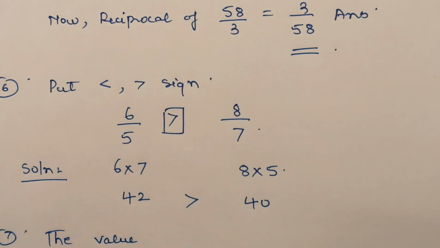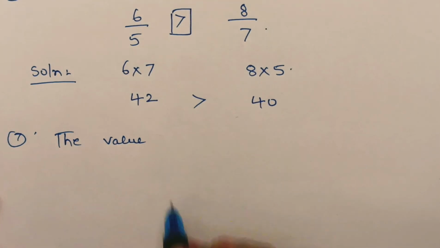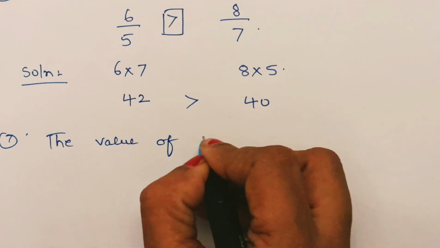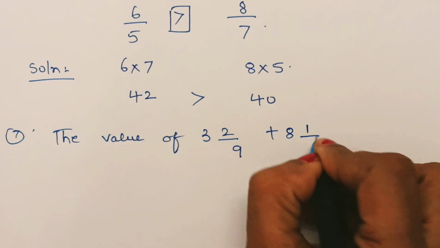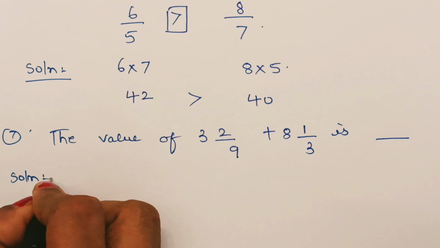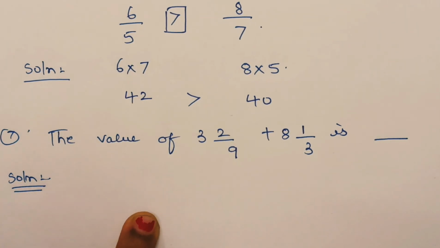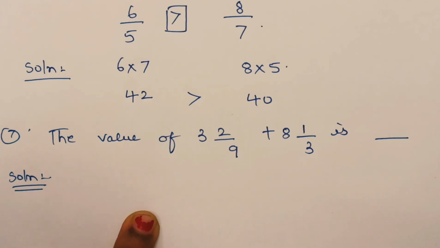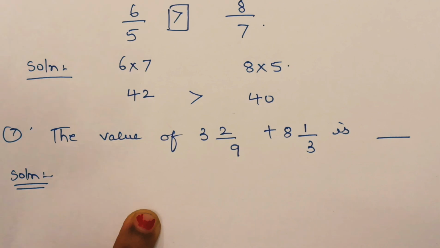The value of 3 2 by 9 plus 8 1 by 3 is dash. So even though the questions are objectives, you have to solve and get the answer. Instead of doing it mentally, try to solve with steps and get the correct solution.